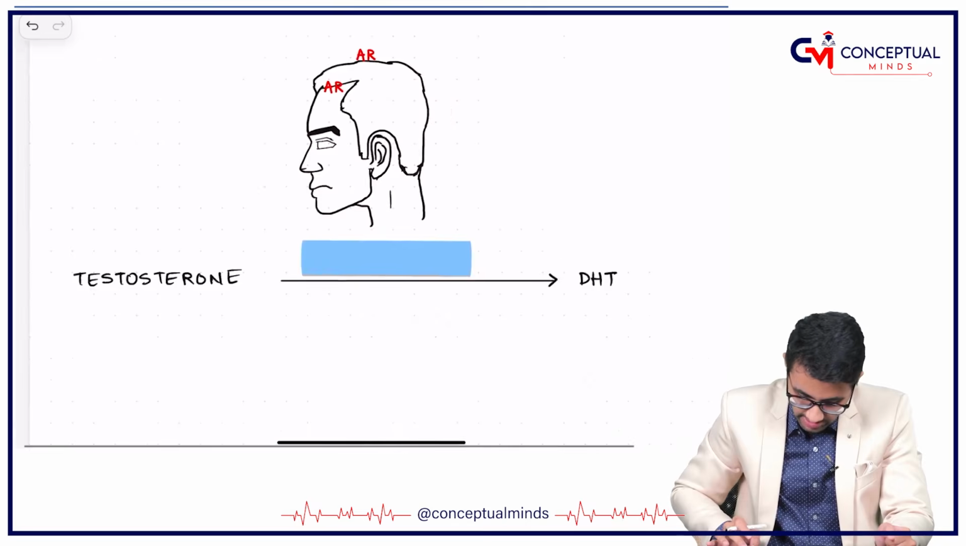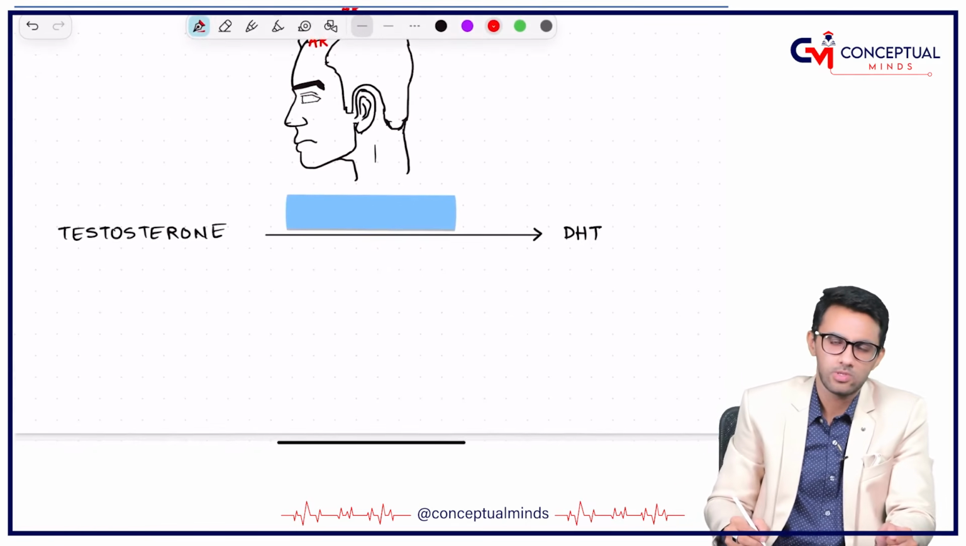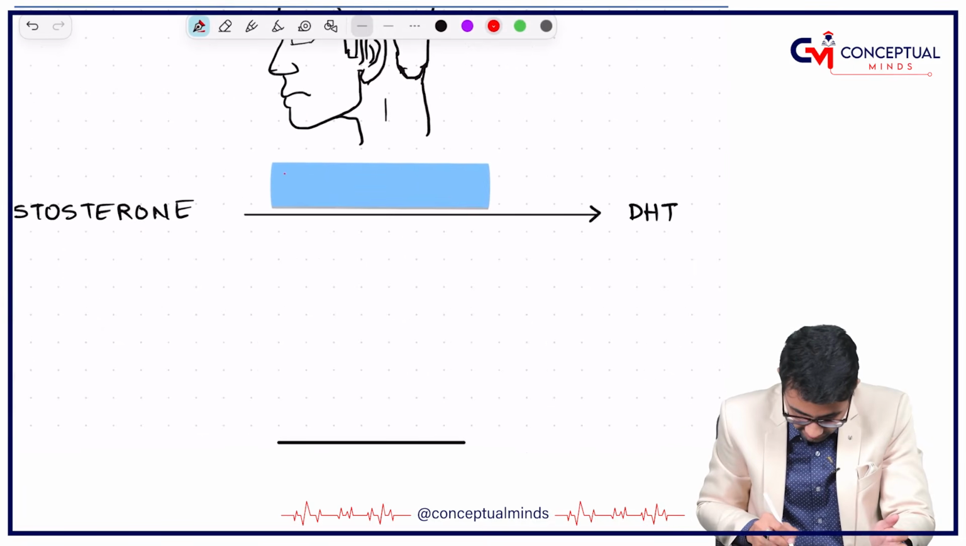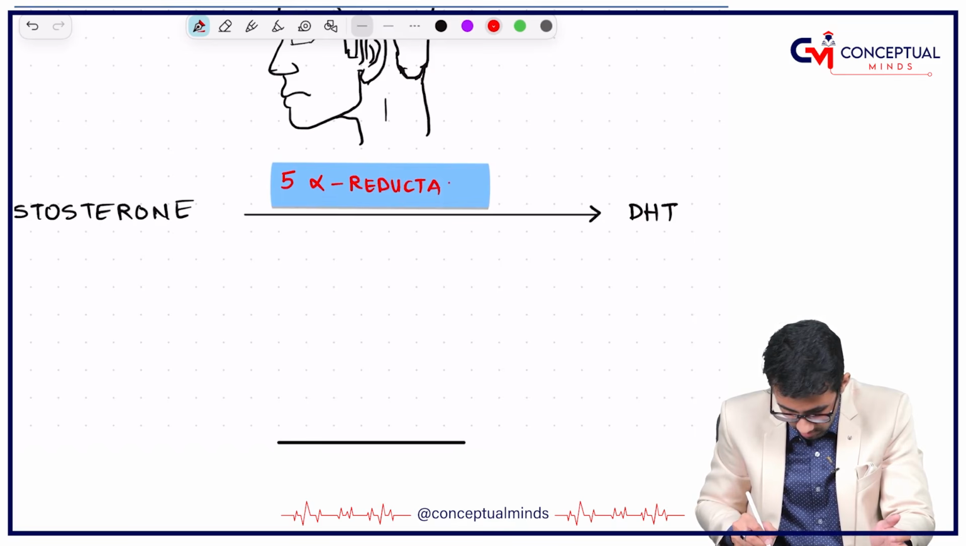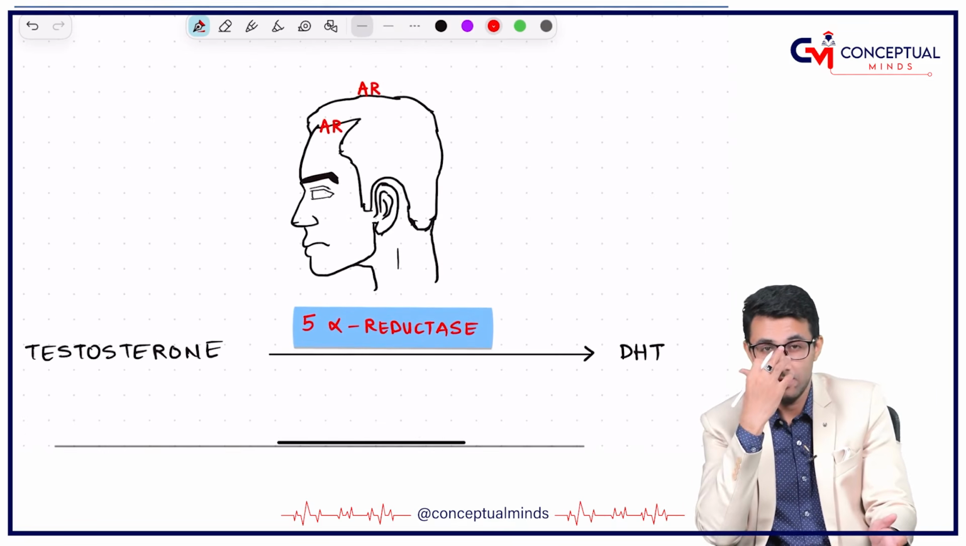And the whole mayhem is happening because of testosterone. Testosterone is converted to DHT by what? 5-alpha reductase. Okay, so that is one thing we know.